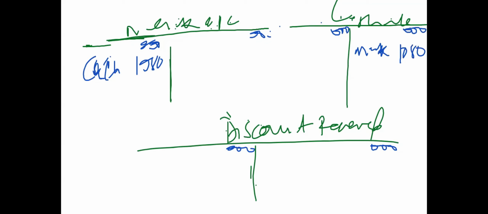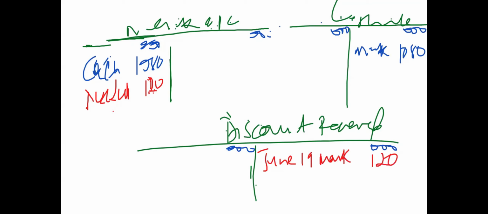Then remember this one had already a balance, so we shall also bring in the discount received here. Discount received of 120. So we shall take it this side as June. We give its date, 19th. It is coming from the marker's account as 120. So that's how we write all the entries.